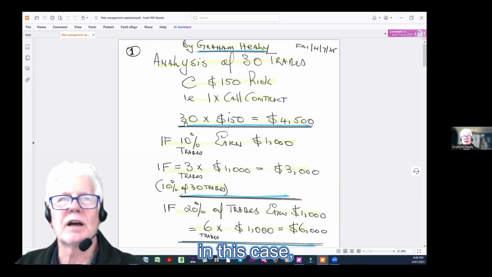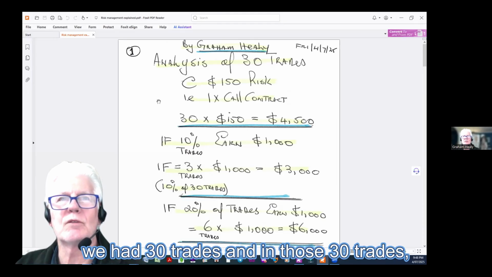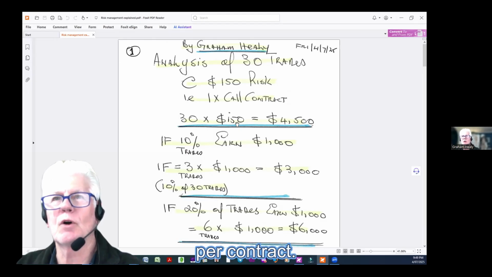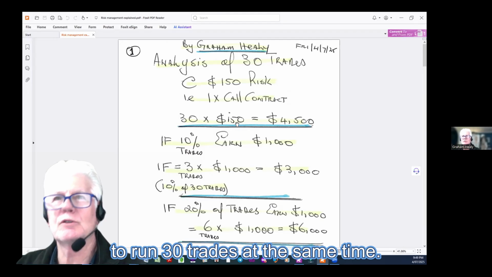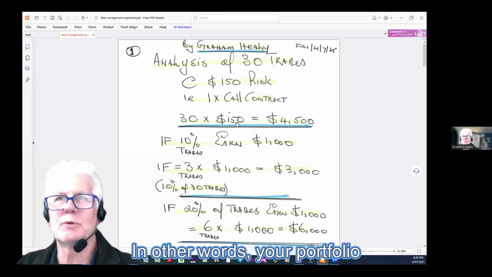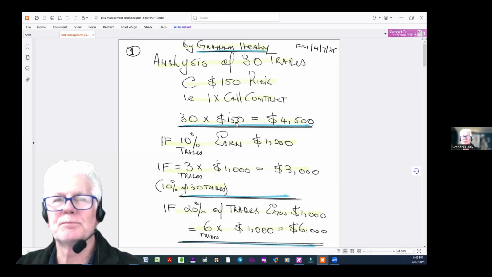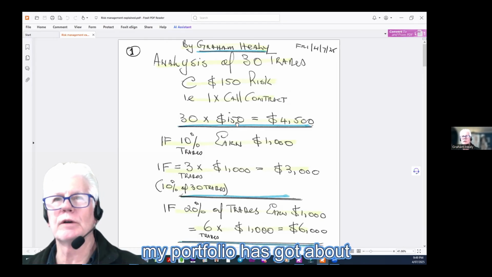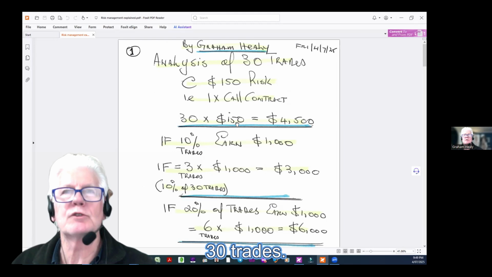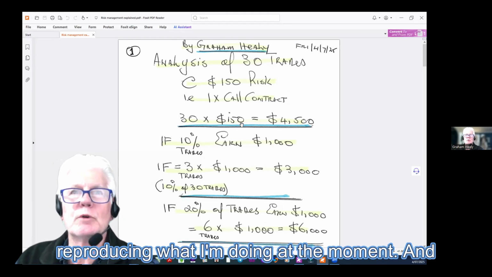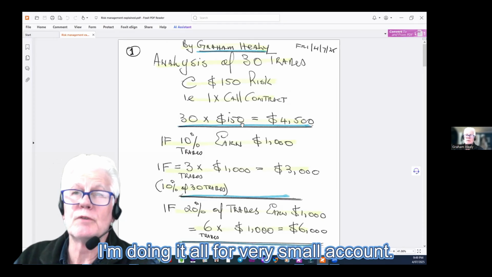So in this case, we had 30 trades, and in those 30 trades, we paid about $150 per contract to run 30 trades at the same time. In other words, your portfolio has got 30 trades live in it. So, at the moment, my portfolio's got about 30 trades. So I'm just basically reproducing what I'm doing at the moment. And I'm doing it off a very small account.